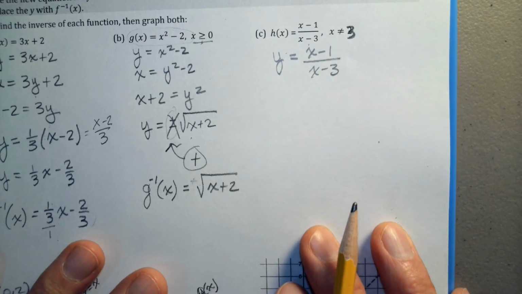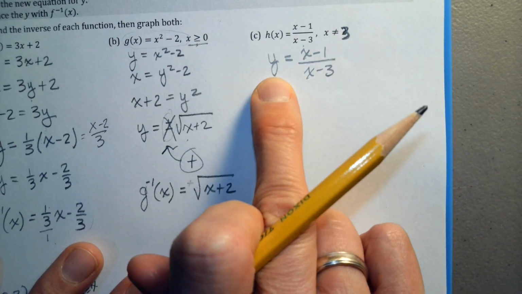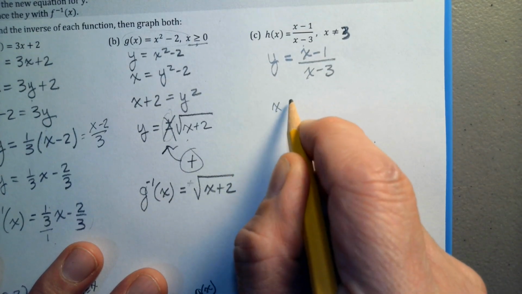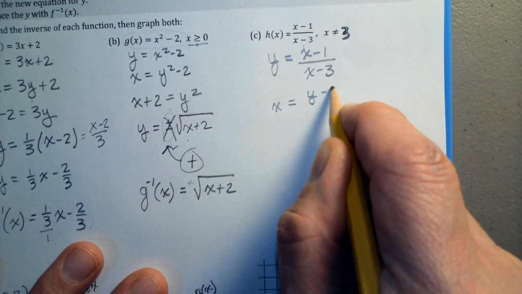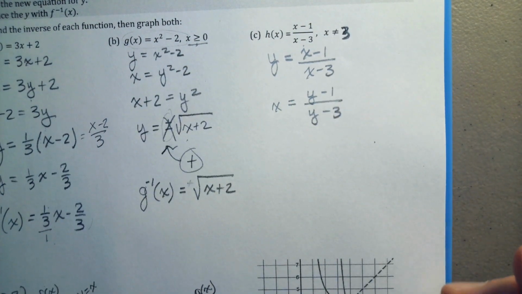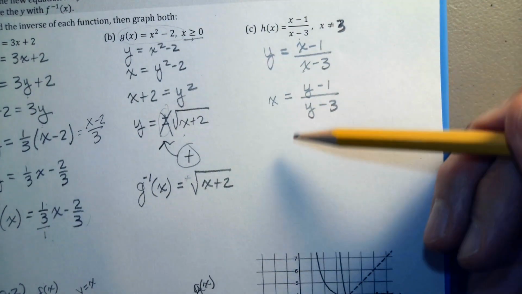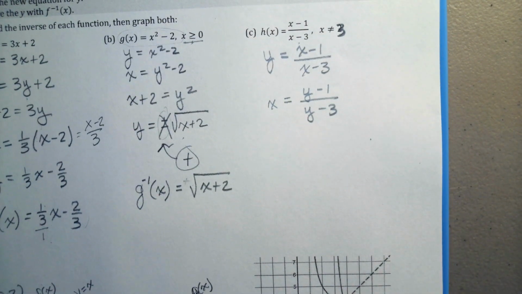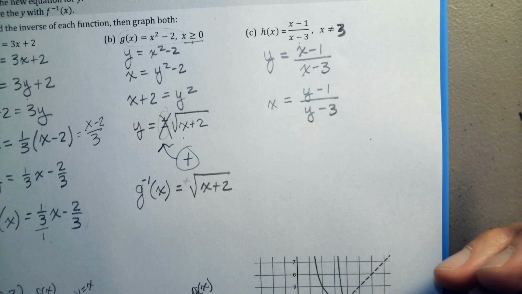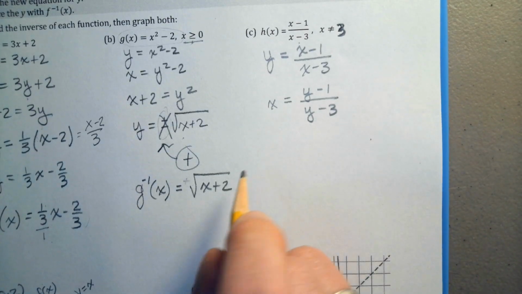All right, so now we replace the function notation with y. Now we write x equals y minus 1 over y minus 3. Now we got to try to figure out how to solve this. I would say pause the video and see if you can figure out how to get y by itself. All right, I'm going to proceed.